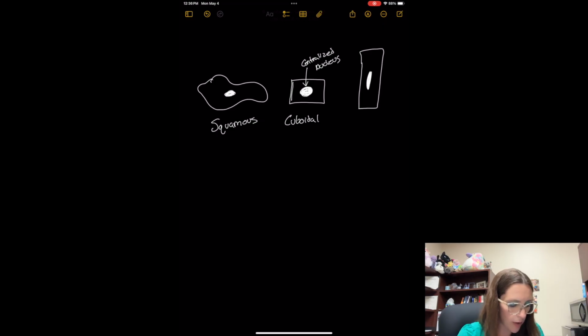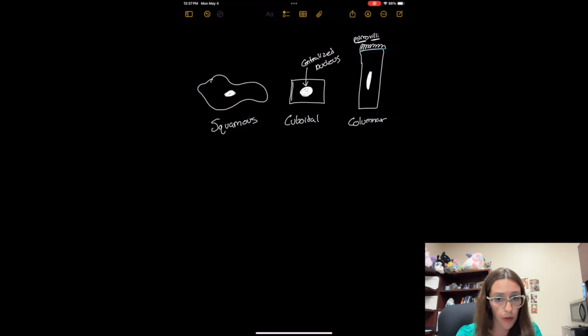And we have columnar. A feature you may find on columnar as well is, on the top, these little finger projections, otherwise known as microvilli. So micro for small, villi for fingers. There are microvilli that you can find on some cuboidal, but this is not nearly as common.